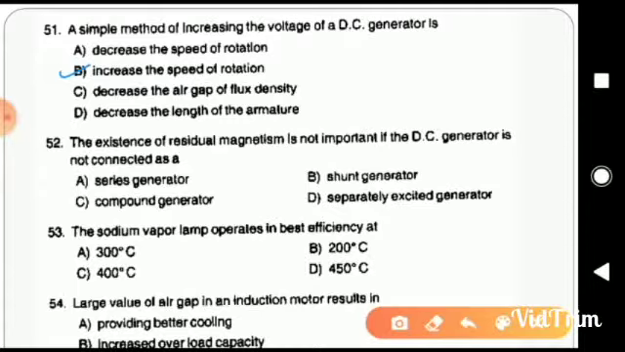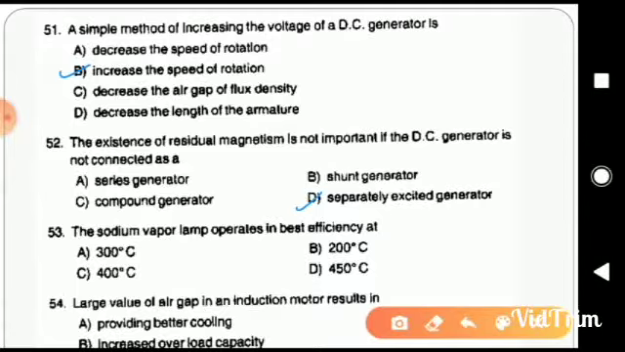Moving on to question 52. The existence of residual magnetism is not important if the DC generator is not connected as. The correct answer is separately excited generator, because in the remaining generators there must be a residual magnetism present within the field coils, whereas a separately excited generator has an external field within it, so it is not necessary that there should be a residual magnetism present.